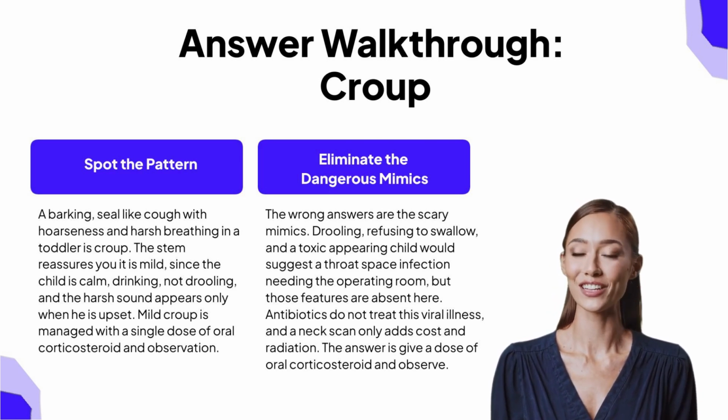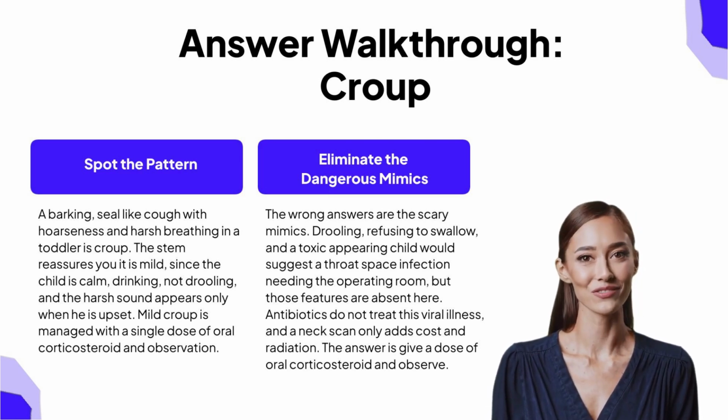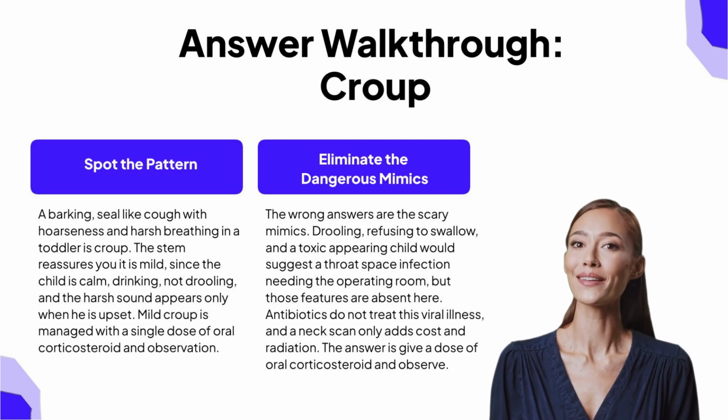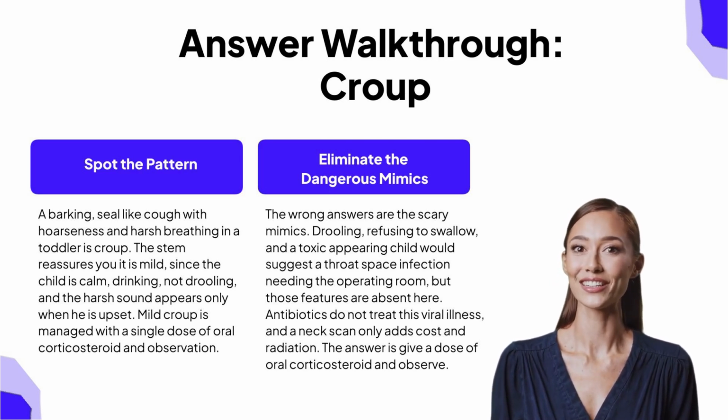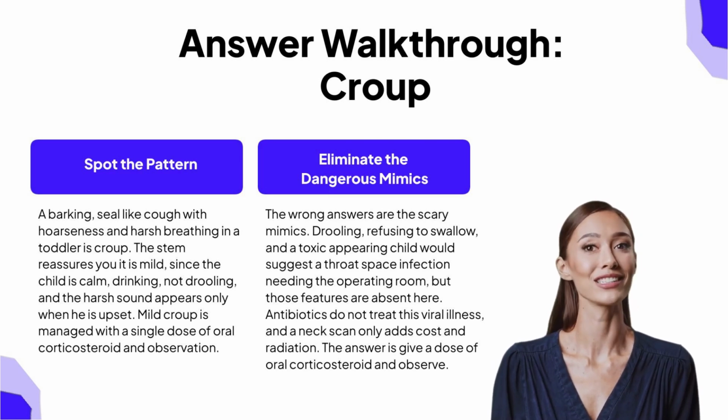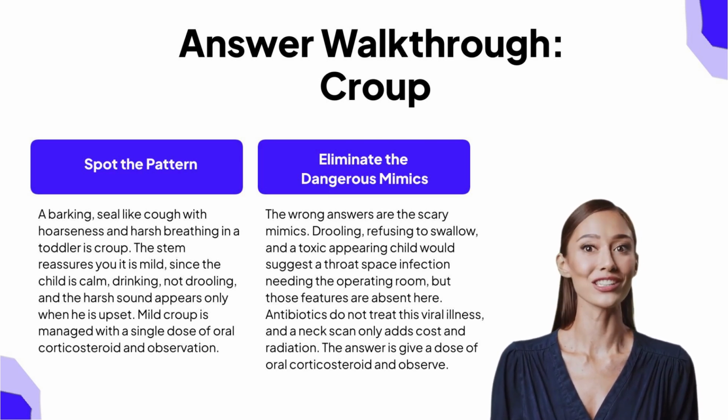Now eliminate the dangerous mimics. If the child were drooling, refusing to swallow, and looking toxic, you would worry about a throat space infection that needs the operating room. But those features are absent here, so option C is wrong. Antibiotics, option B, do not treat this viral illness. A neck scan, option D, only adds cost and radiation without changing management in a stable child. The answer is, give a dose of oral corticosteroid and observe.